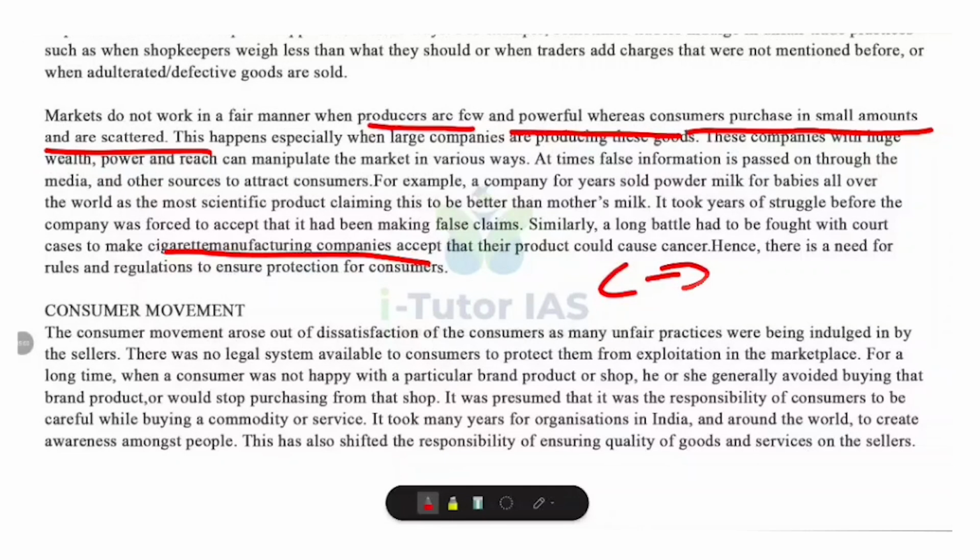So the conclusion is, why are rules needed? Yes, to ensure fair play in the marketplace, to protect consumers from exploitation, misinformation, and harmful products, etc. So laws plus awareness plus consumer movements are essential for real protection.